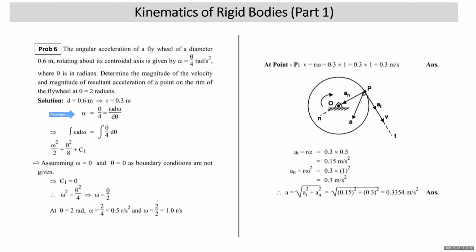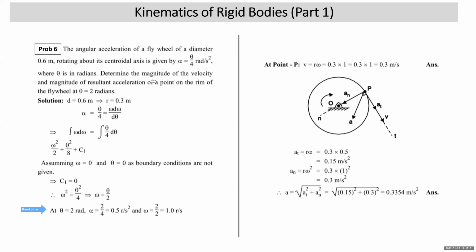Now, as boundary conditions are not given, we have assumed that the flywheel starts from rest. That means I have assumed that angular velocity omega is 0 at theta equal to 0. If you put omega and theta as 0, you get c1 as 0. So omega square is equal to theta square by 4 or omega is equal to theta by 2. At theta equal to 2 radians, alpha is equal to 0.5 radian per second square and omega is equal to 1 radian per second.